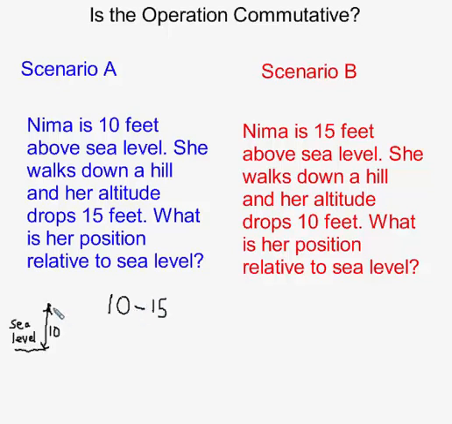Not that you'd have to draw this, but suppose this was sea level and she is 10 feet above it. She would be dropping 10 feet to get to sea level, but since she went down a total of 15 feet, going down 10 would not be enough. You'd have to go down 5 more to have dropped 15, and that would put you at a position of 5 feet below sea level, which would be -5. So when you calculate 10 subtract 15, this does give her new position, and that's the question. What is her position relative to sea level after the drop of 15 feet? And the answer would be -5.